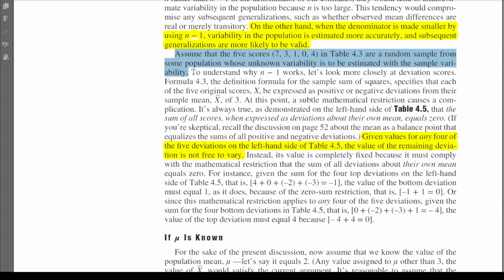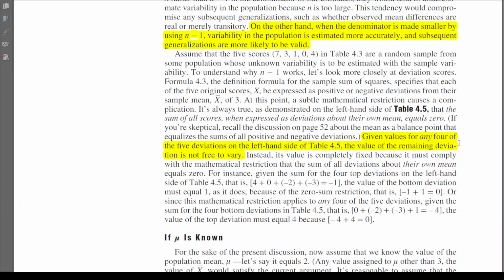To understand why n-1 works, let's look more closely at deviation scores. The definition formula for the sample sum of squares specifies that each of the 5 original scores x be expressed as positive or negative deviations from their sample mean x bar of 3. At this point, a subtle mathematical restriction causes a complication. It's always true, as demonstrated on the left hand side of table 4.5, that the sum of all scores when expressed as deviations around their mean equals 0.